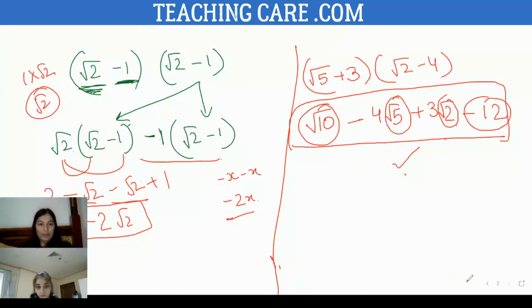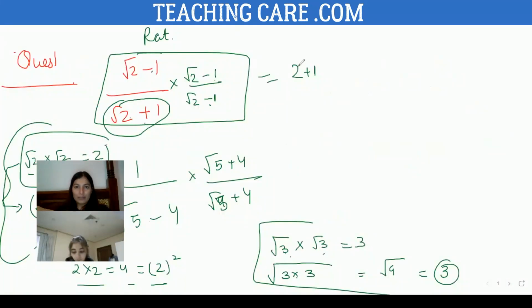Okay, now let's come back to this question. We already solved the numerator part, which we got 3 minus 2 root 2. So I'm writing it over here. You have to solve the denominator part.